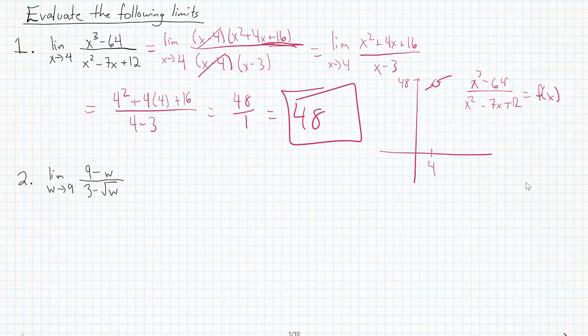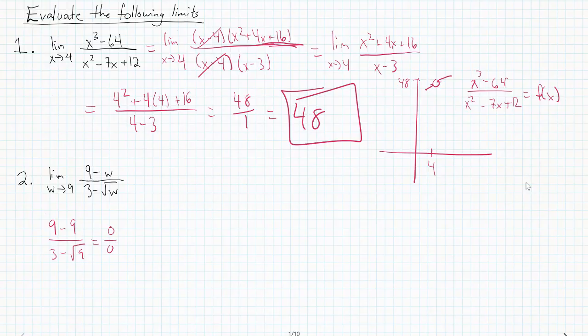Alright, and that's a pretty common one. Factoring, essentially, is what we use to find the limit. And you're going to use that when you have 0 over 0 and you have a polynomial in the numerator, polynomial in the denominator. In our next case, we'll plug in first. So you get 9 minus 9 over 3 minus square root of 9, which is 3. So this equals 0 over 0, once again, indeterminate form, so we're going to have to do some work.